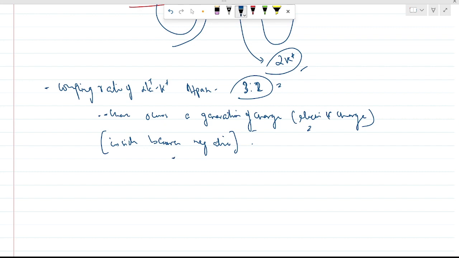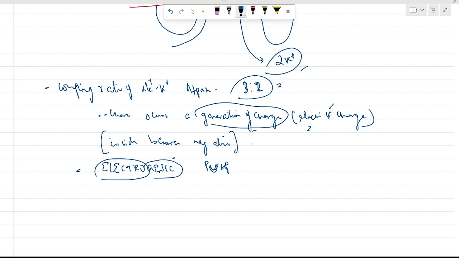As the sodium potassium pump causes a generation of electric charge, it is also called an electrogenic pump. Electro, genic: it causes generation of electric charge. It's a pump that puts 3 sodium outside and 2 potassium inside. It's called an electrogenic pump. This is an important concept we need to understand and remember.